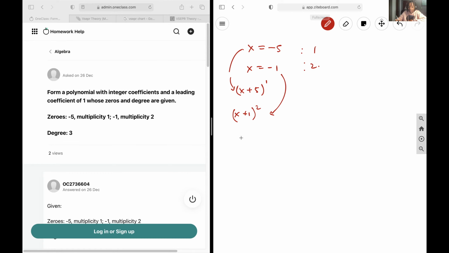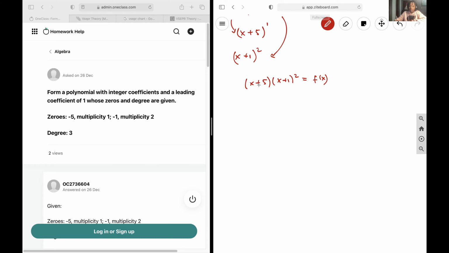And so now we just combine those two, and you get x plus 5 and x plus 1 squared is equal to f of x. f of x is equal to 0 at the zeros, that makes sense. Negative 5 plus 5 will give you 0, making all of this 0. Negative 1 plus 1 will give you 0, making all of it 0.